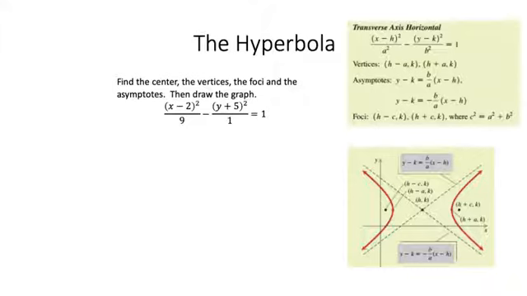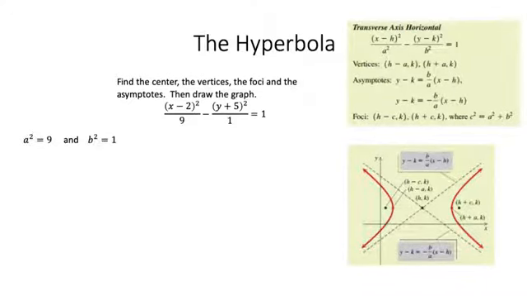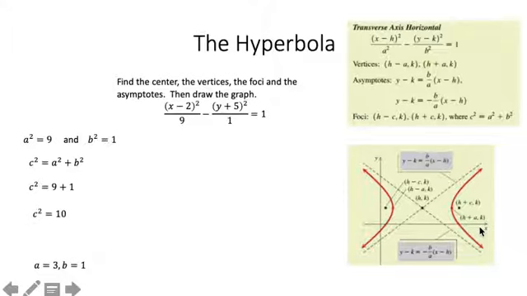Now let's identify those key variables a, b, and c. Well, a squared we know is 9 and b squared is 1, which means a is 3 and b is 1. Now let's find c. Remember, c squared is equal to a squared plus b squared. Well, a squared is 9 and b squared is 1, so c squared is equal to 10, which means c is equal to the square root of 10.